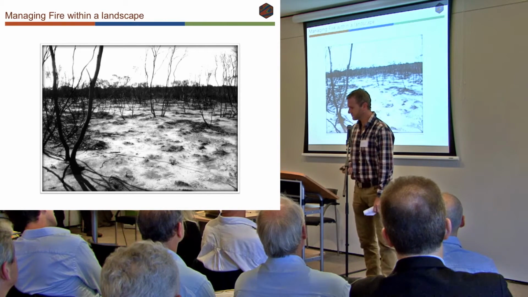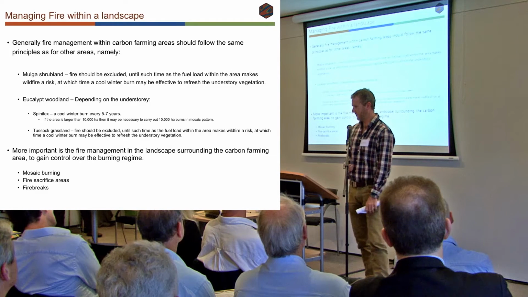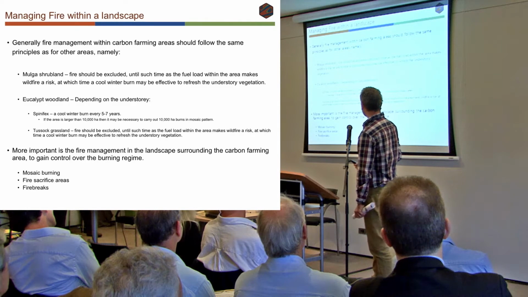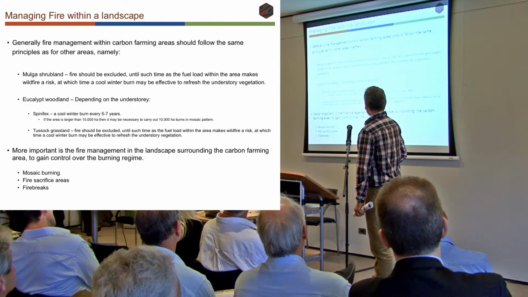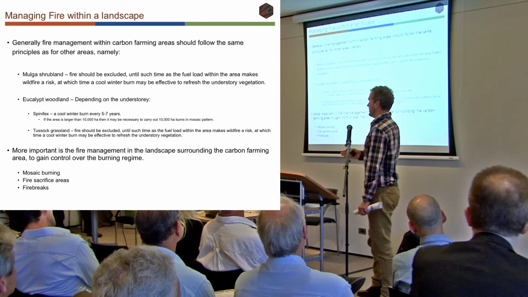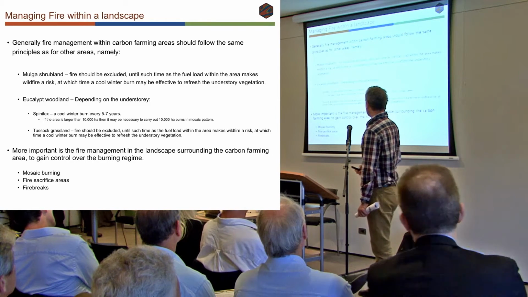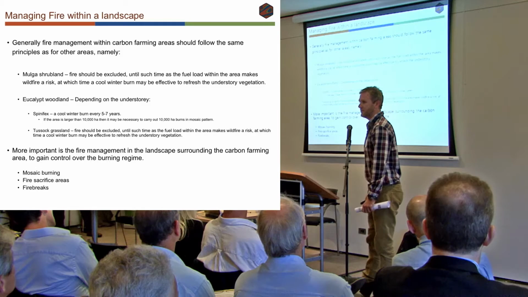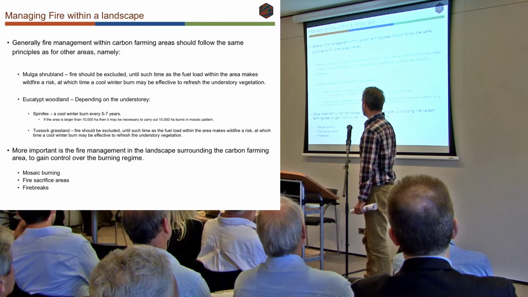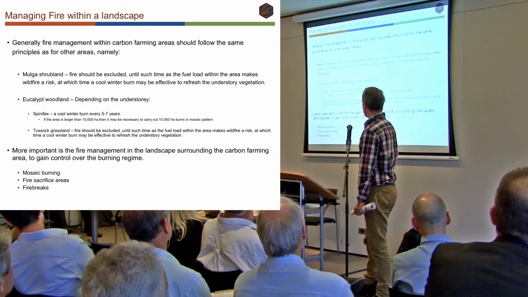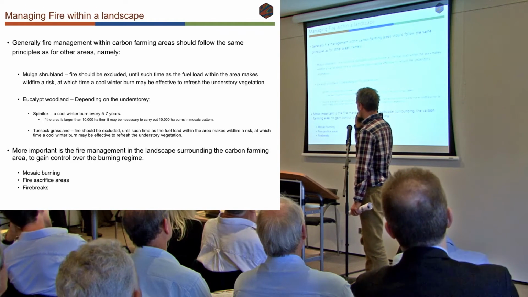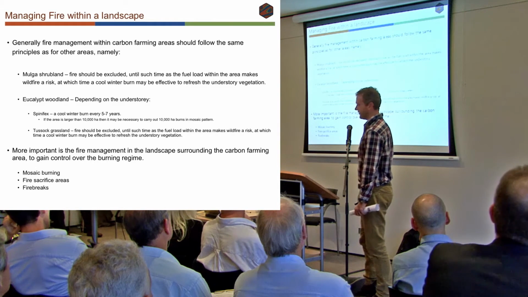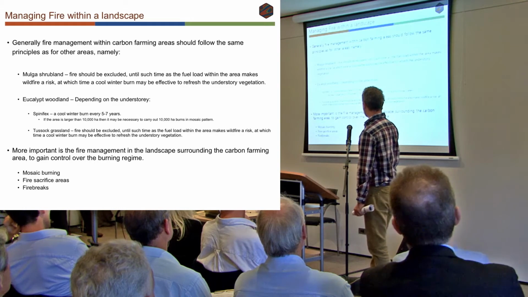Finally, fire. Very quickly, carbon farming requires minimal fire. Generally in mulga shrubland, we say fire should be excluded until such time as the fuel load within the area makes wildfire a major risk. Of course, grazing might minimise that, at which time a cool winter burn may be effective to refresh vegetation. In a eucalypt woodland, I'm using these two examples because they're generally where carbon is stored in vegetation, in that woody shrubland and woodland. So again, spinifex underneath, we recommend a cool winter burn every 5 to 7 years in a 10,000 hectare mosaic. Tussock grassland fire should really be excluded and managed in a similar way to mulga.